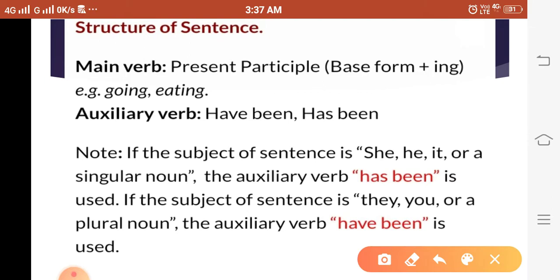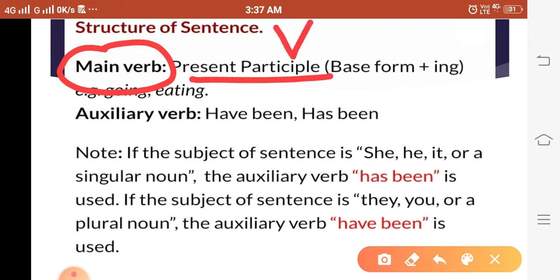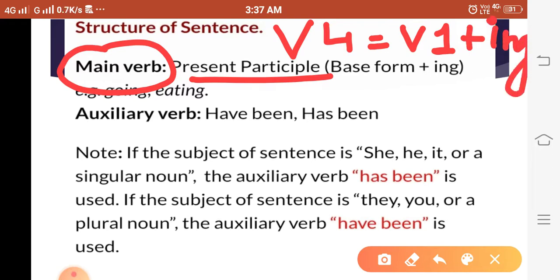Now let's see what would be the structure of the sentence. First, what would be the main verb in the sentence? The main verb would be the present participle form, which is the fourth form of the verb, made with the first form of the verb plus ing. Clear? For example, go plus ing, going, eat plus ing, eating. Then which are the auxiliary verbs used in present perfect continuous tense? They are have been and has been.